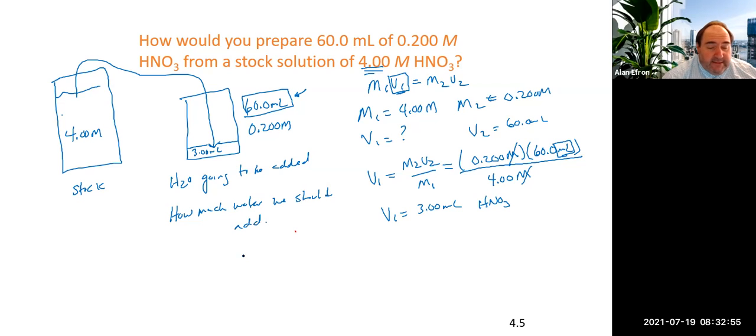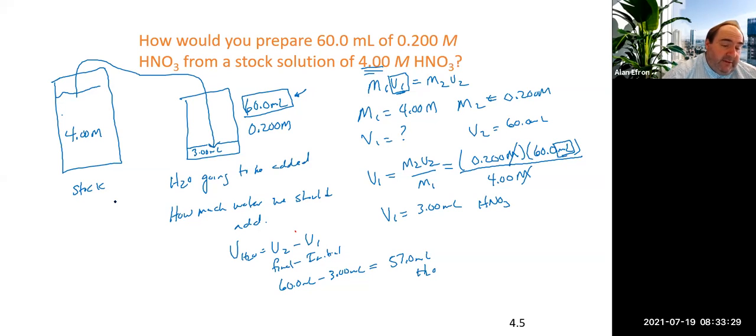That is, in most cases, V2 minus V1. That's our final volume minus our initial volume. The difference there would be the amount of water that would be added, our solvent, if we're not dealing with water, obviously. In this particular case, our final volume is 60 milliliters. We already know we're adding 3 milliliters of the nitric acid to it. If we take 60 minus 3, that is 57 milliliters of water that should be added.